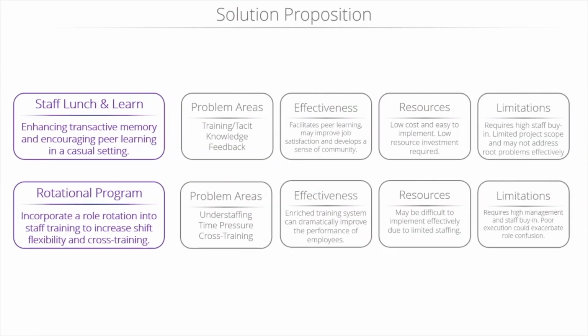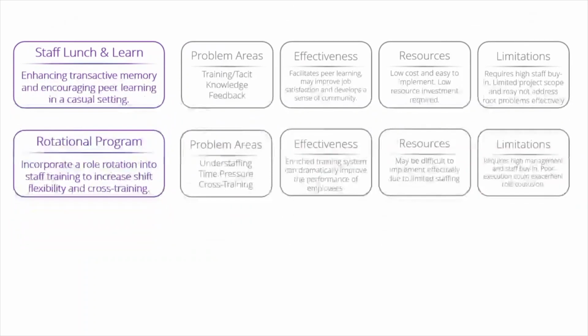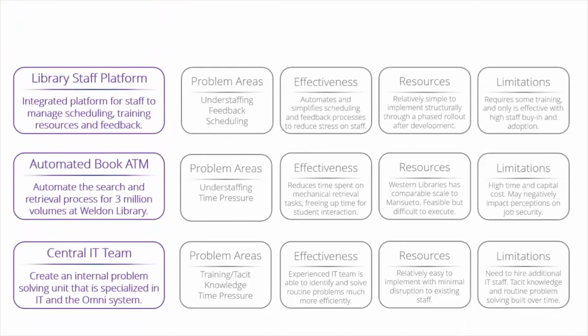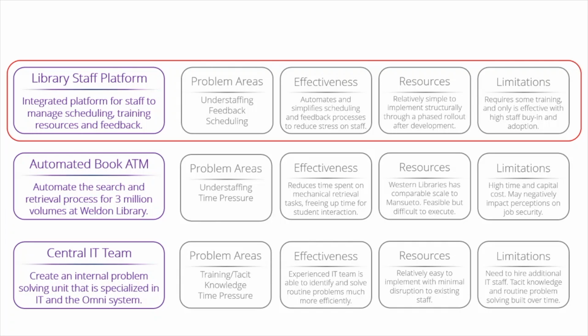We took 5 main ideas, from a staff lunch and learn to a rotational program to creating a centralized IT team, and we determined based on our criteria that the most feasible solution for us would be incorporating a library staff platform similar to that of OWL or Learn that students use all over campus. This would be used to facilitate things such as online resources, training, scheduling, as well as a feedback system between managers and employees. I'd like to pass it over to my colleagues right now to give a brief demonstration of how this system would work.